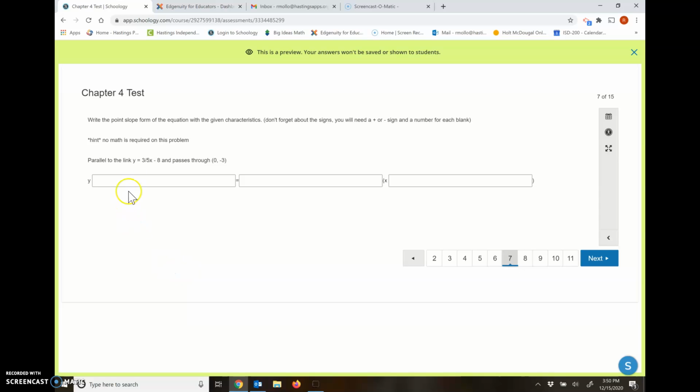Kind of the same thing here, putting it in point slope form, but a little different though. I'm making you think about what the slope is.